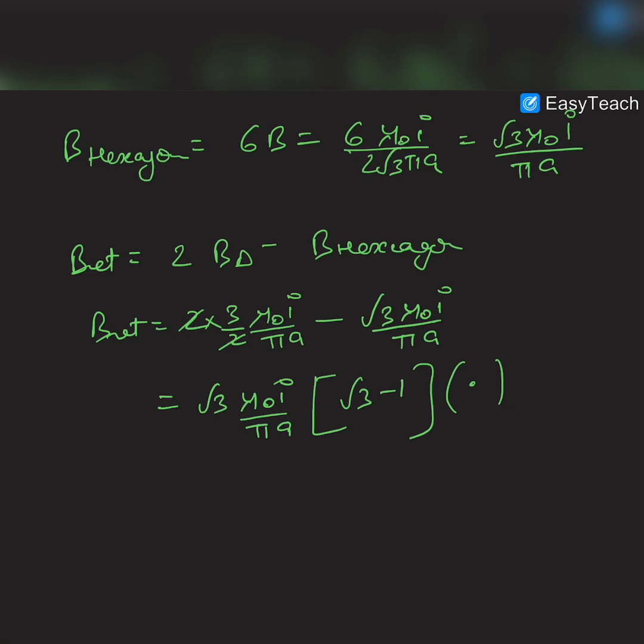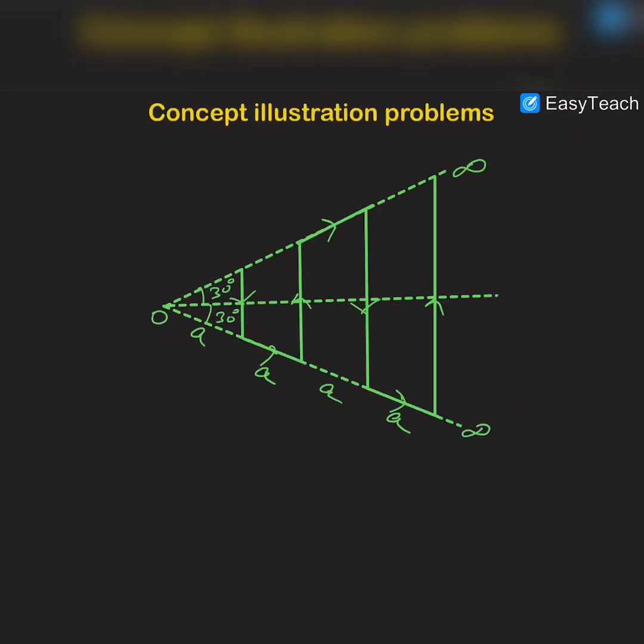Now let's move on to the next question. In this question, you can see that this is a figure which has wires arranged like that till infinity, and each of these arms has a length of A. This angle is 30, this angle is 30. We have to find the net magnetic field at point O.